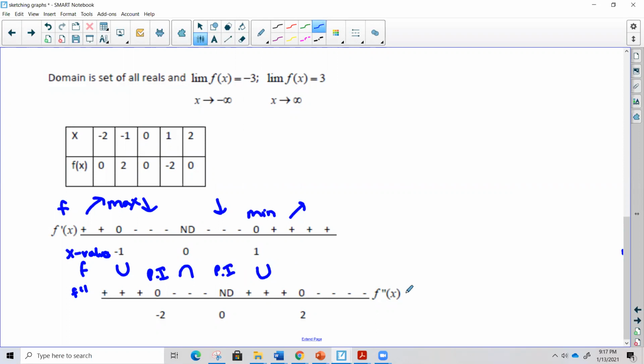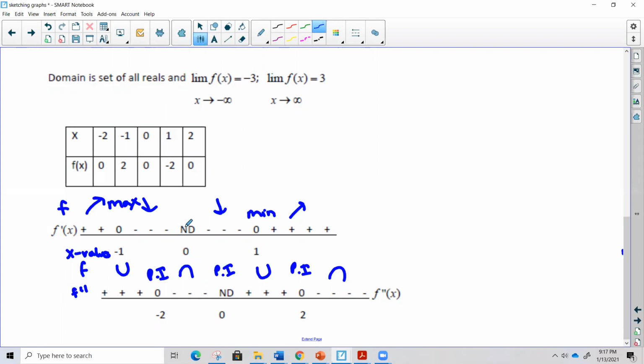From 2 to infinity, my second derivative is negative, so I'm concave down. So this is a point of inflection. Okay, so ND means it's not defined, which means when I took the derivative and I plugged in 0, I got 0 in the denominator. So that point doesn't exist for the derivative. But it does exist on the original function because the domain is the set of all real numbers.